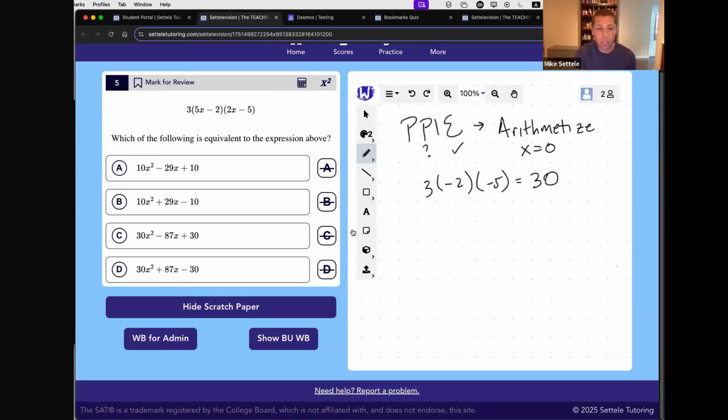Now, if I do that in all the choices as well, because if I make x 0, then all the x's in the choices are also 0. And look what happens. All those things that have x's attached are going to go away, meaning we're left with just the last bit: 10, -10, 30, -30. So I want 30. Choice C. That's it.